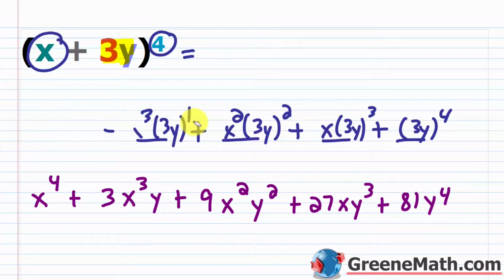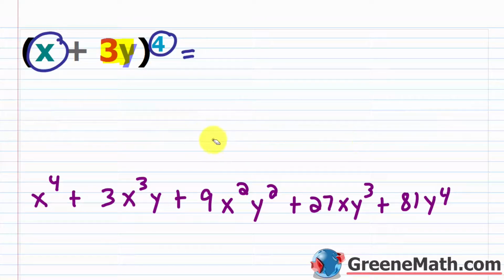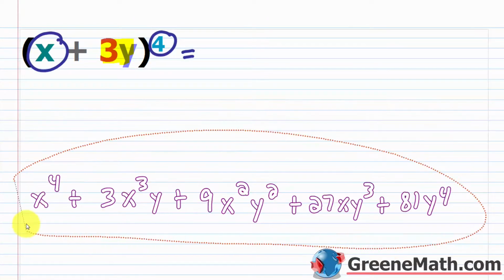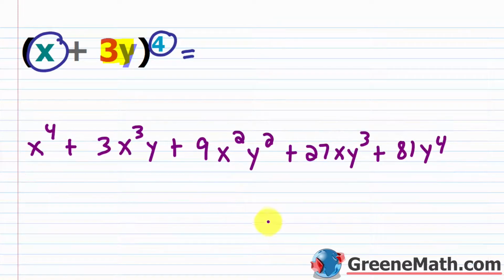Okay, let me just erase this. We're just going to keep adding to this. We just need our coefficients now. And again, we just worked with something that was raised to the 4th power. So you should remember that the coefficients are 1, 4, 6, 4, 1. Okay, so basically, again, on the outside, you can get rid of it.